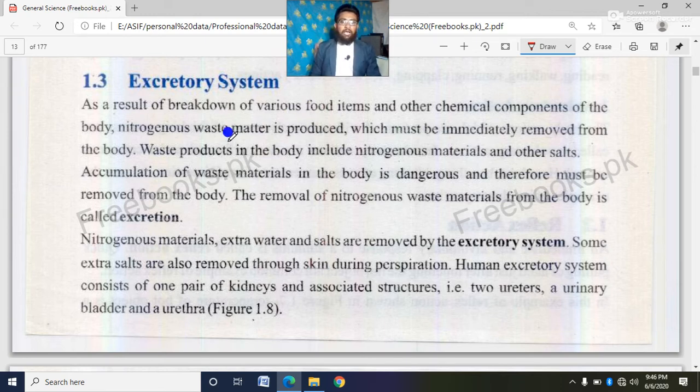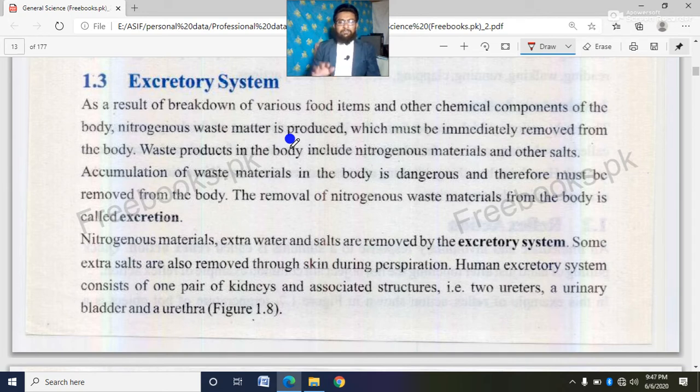Dear cadets, excretory system is related to the function of releasing something from our body. To excrete means to release, to remove, to take something out of our body. As a result of the breakdown of various food items and other chemical components of our body, for example, nitrogenous waste matter is produced.